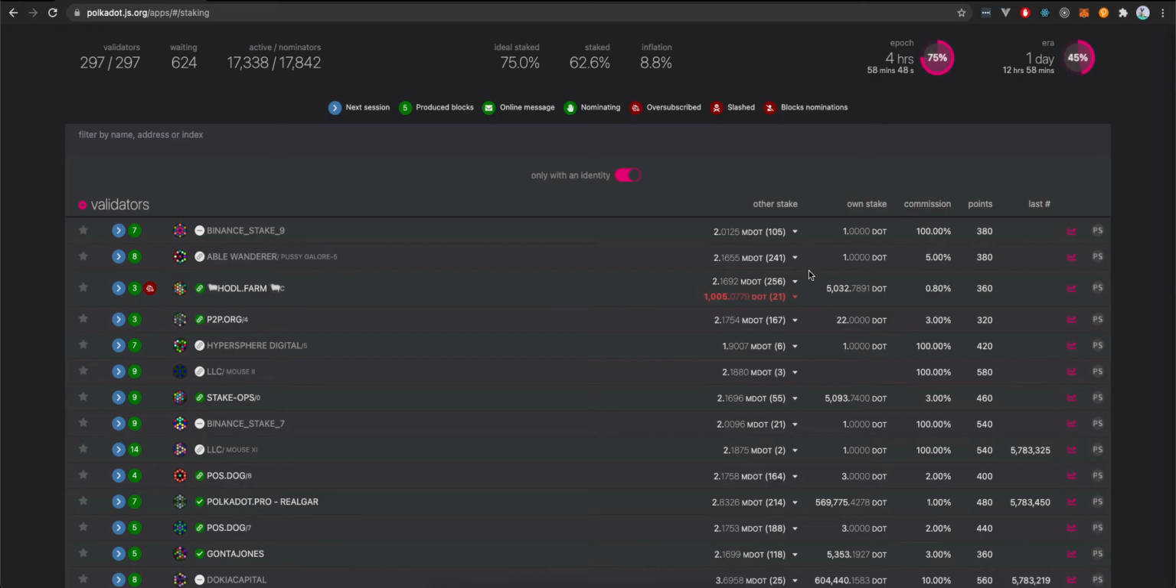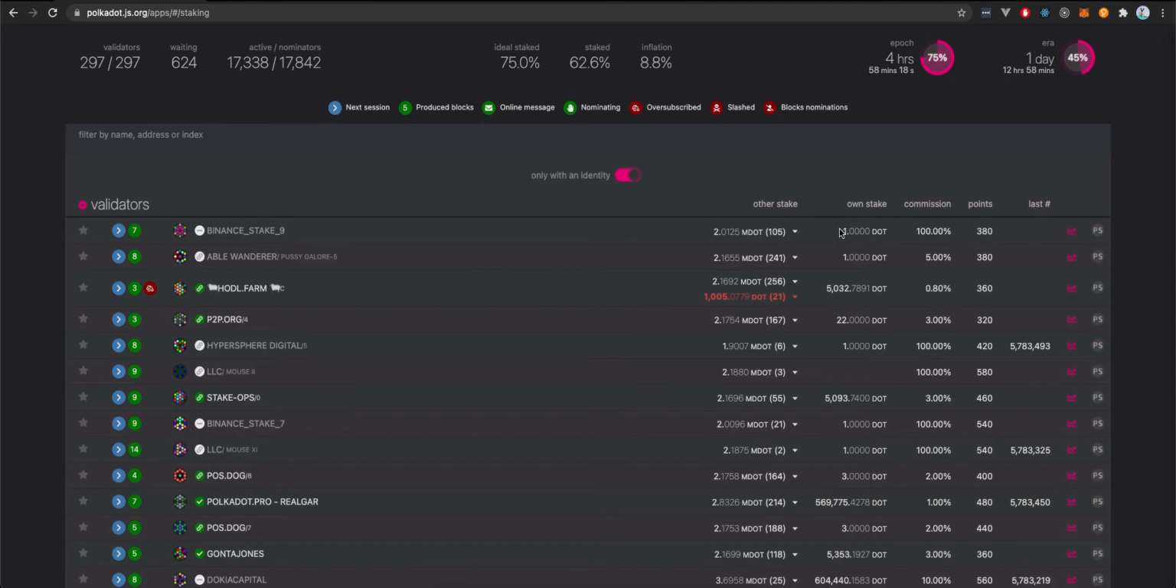First of all, we can see how much stake has been invested in each validator overall by, let's say, people like us, nominators, and the own stake. This is very important to know because you can estimate how much risk the validator takes if something goes wrong.